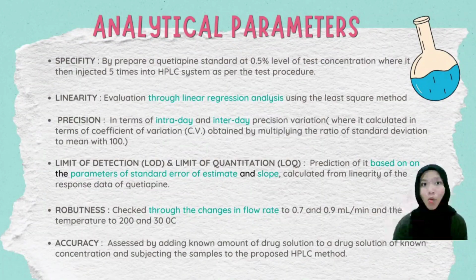Fifth, robustness was checked through the change in the flow rate to 0.7 and 0.9 ml per minute, and the temperature was also changed to 20 degrees Celsius and 30 degrees Celsius. Last but not least, the accuracy of the HPLC method was assessed by adding a known amount of drug solution to a drug solution of known concentration and subjecting the sample to the proposed HPLC method.